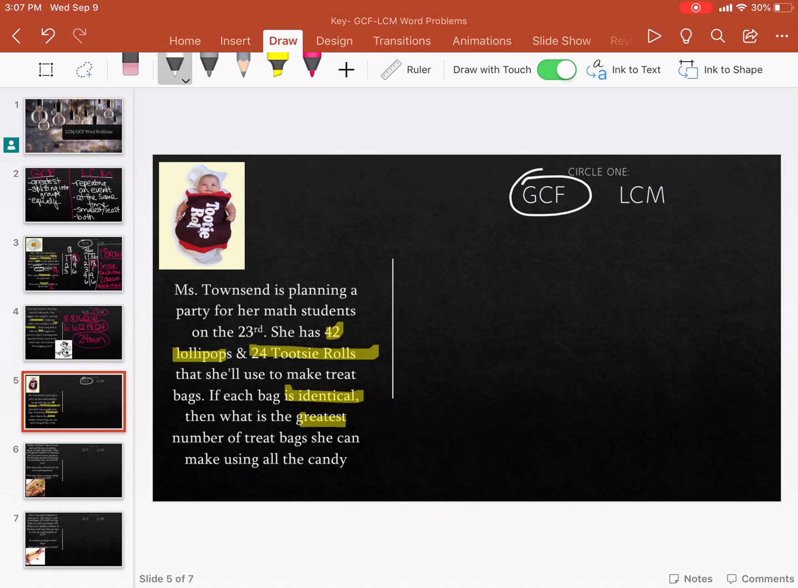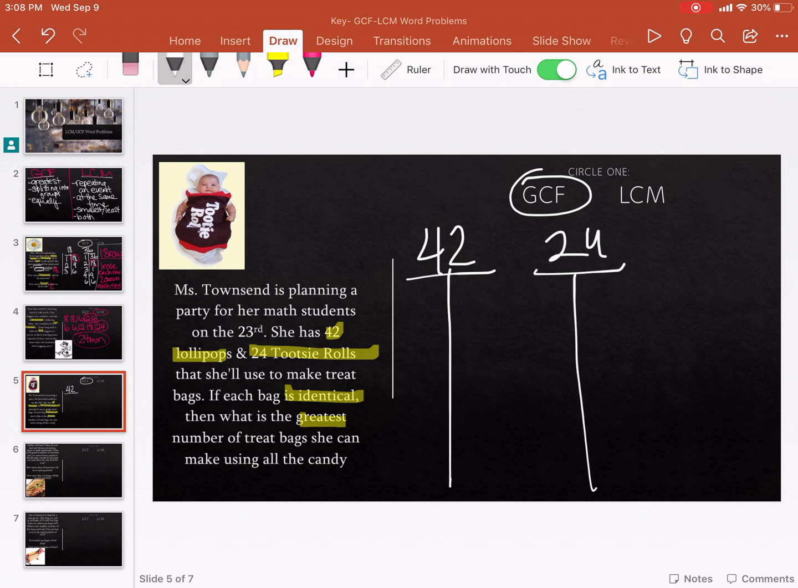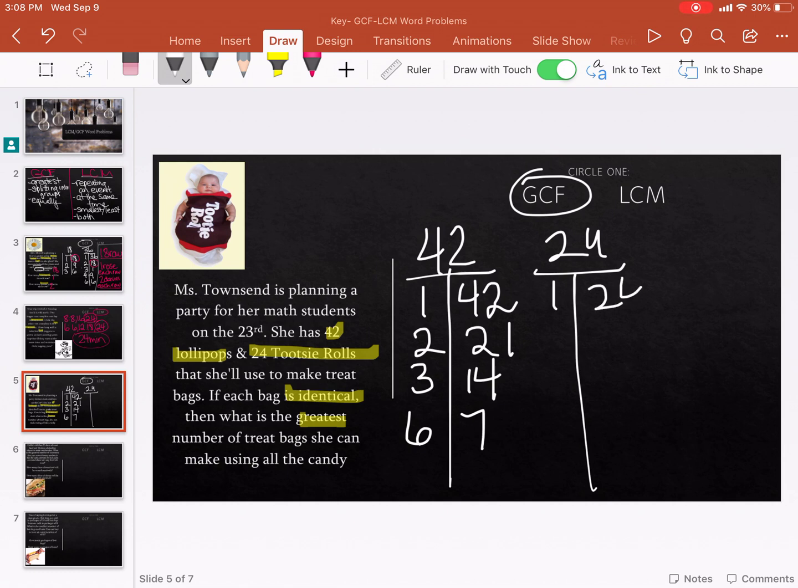So, let's do our GCF and our LCM. So, 42, 24. 1 and 42, 2 and 21, 3 and 14, 6 and 7. Remember, with the 42, you can always set it up and divide it if you're not sure of all the factors. 1 and 24, 2 and 12, 3 and 8, 6 and 4. I'm going to switch that to those.